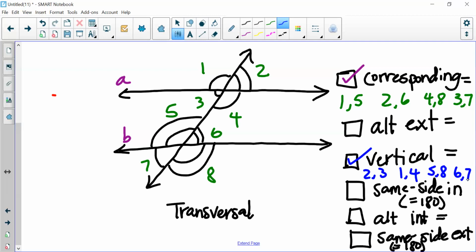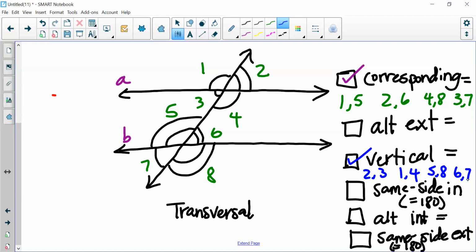Y'all look, if I took angle 2 and rotated it 180 degrees, it would map onto angle 3, okay? Because those two angles would map onto each other, AKA lay one on top of the other, that means they have the exact same measure. So if the measure of angle 2 was 100, what would also be the measure of angle 3? 100, because vertical angles are congruent, okay? That's why you see the equal sign.